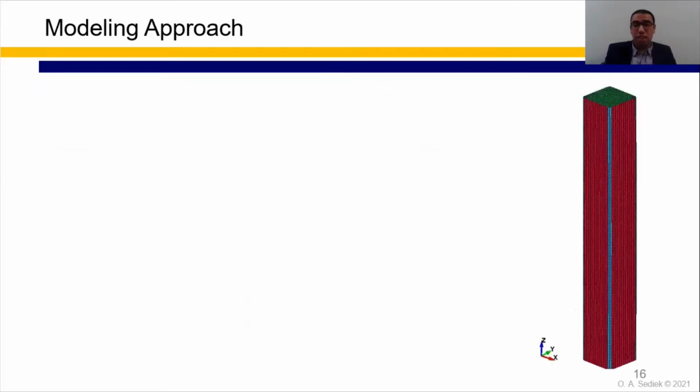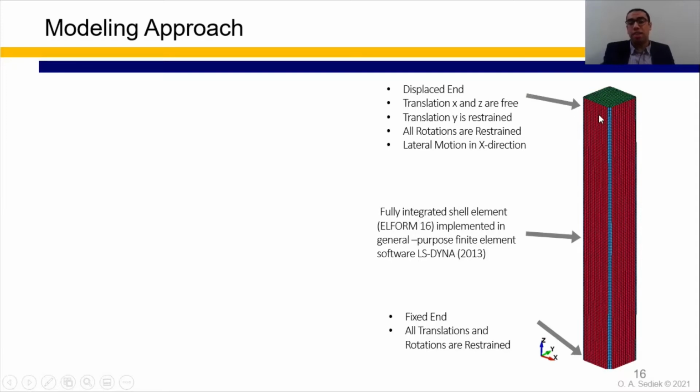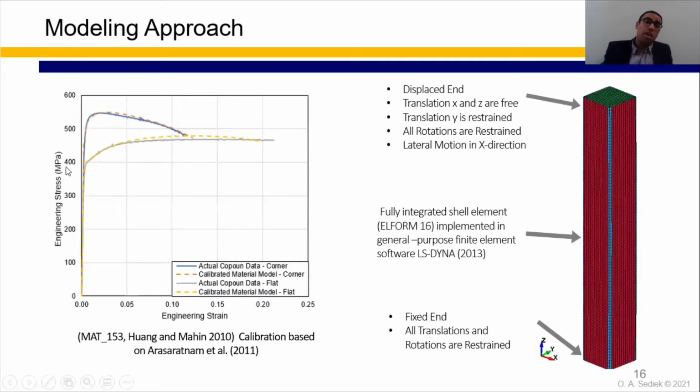So this is the modeling approach we used to develop the finite element models. First, the bottom end was assumed to be fully fixed. We used the fully integrated shell element in form 16 from LS-DYNA to discretize the walls and corners of the studied HSS columns. And the top end is the displaced end, and it's assumed to be also fully fixed except for the 2 directions of the axial and lateral directions. And we used the material 153 in LS-DYNA, and we calibrated the material model parameters to the results from a coupon test on real HSS profiles.